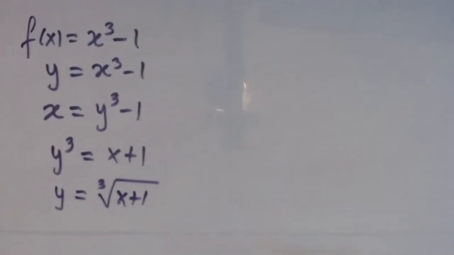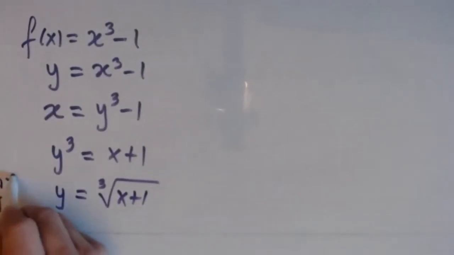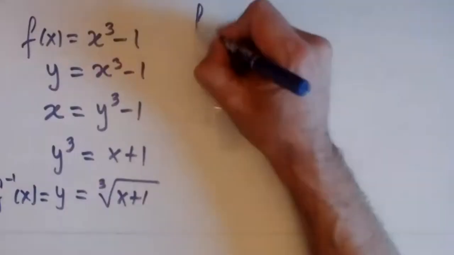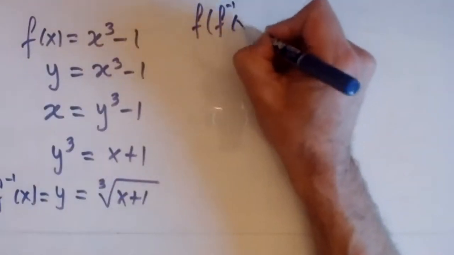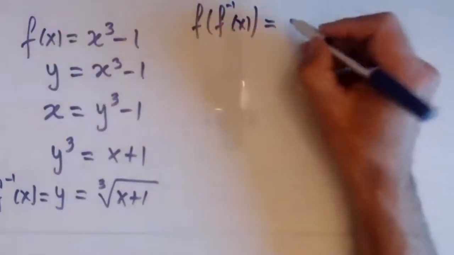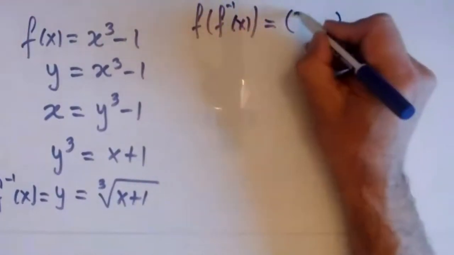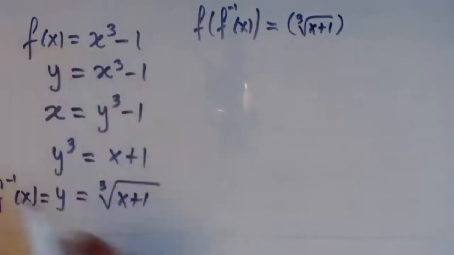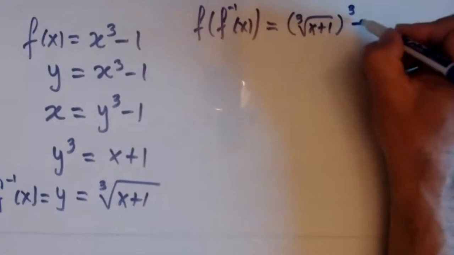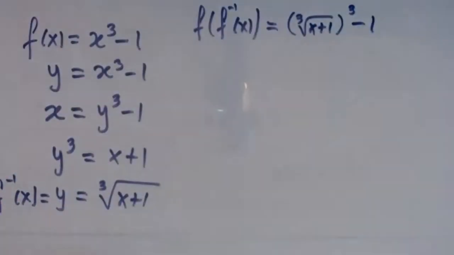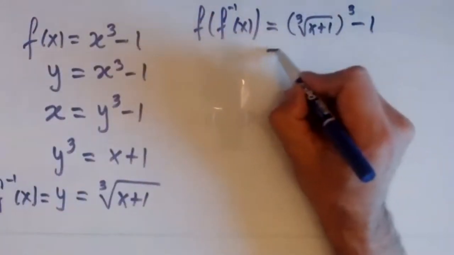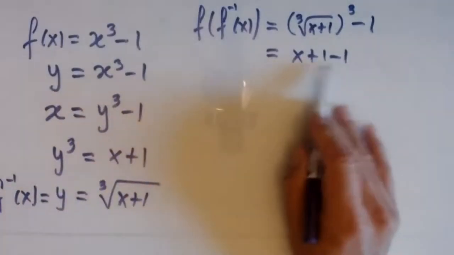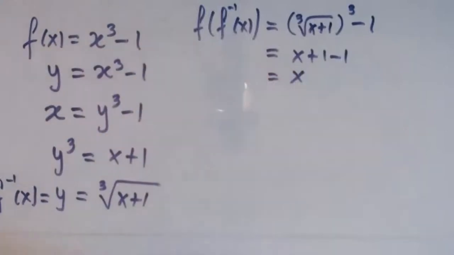We can verify this is the inverse. So this is f negative 1 of x. Correct? So let's see. F of f negative 1 of x is the cube of the cubic root of x plus 1. So we have to put this one inside this one, minus 1. And then the cubic root and the cube cancel. So we have x plus 1 minus 1. And the ones cancel, so I have x.